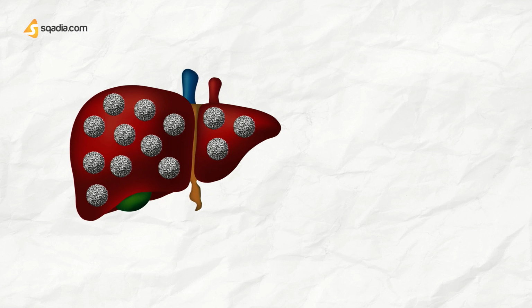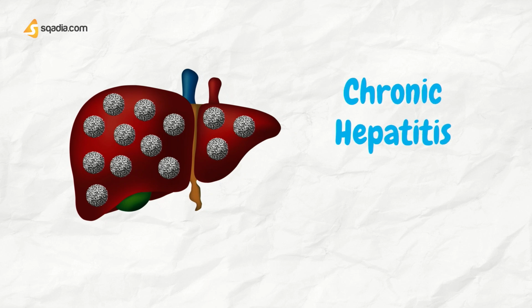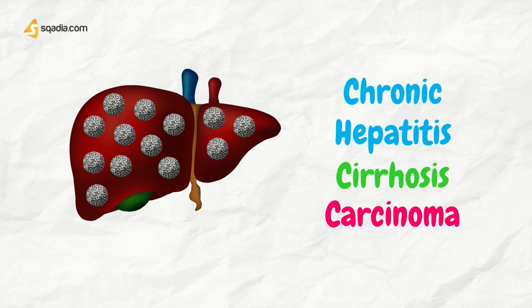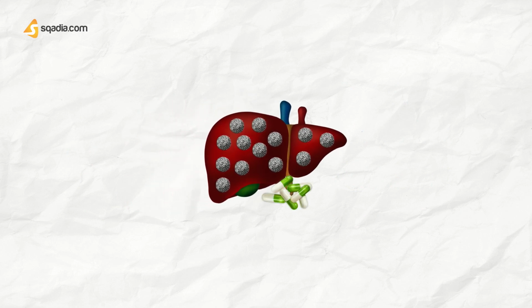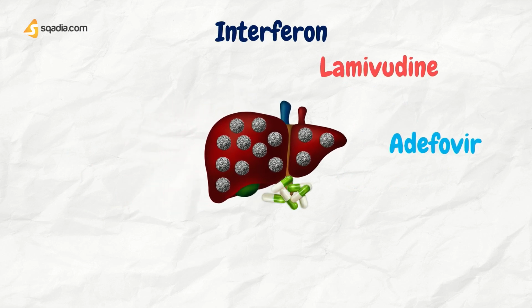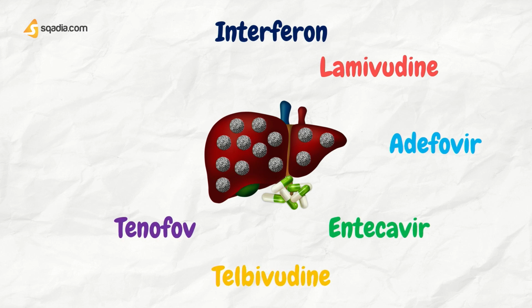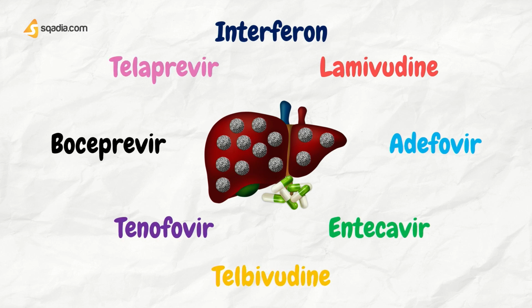hepatocytes. Prolonged hepatitis, if not treated, can lead towards chronic hepatitis, and it can also lead towards cirrhosis, and it can also lead towards carcinoma of the liver. So if left untreated, hepatitis can lead towards these 3 C's, you can say, as a mnemonic, that is chronic hepatitis, cirrhosis, and carcinoma. So the drugs that are going to treat all of them are classified as interferons, lamivudine, adefovir, entecavir, telbivudine, tenofovir, boceprevir, and telaprevir. So we're going to discuss them one by one, so stick around with us.